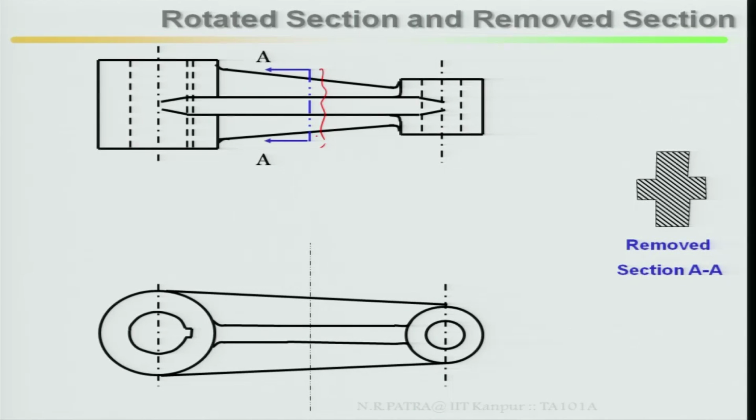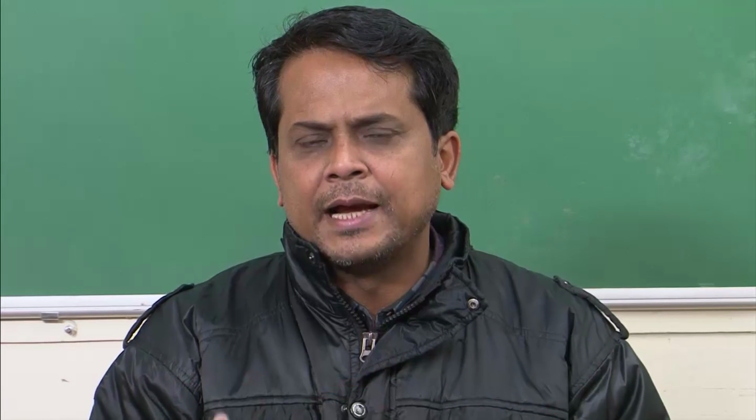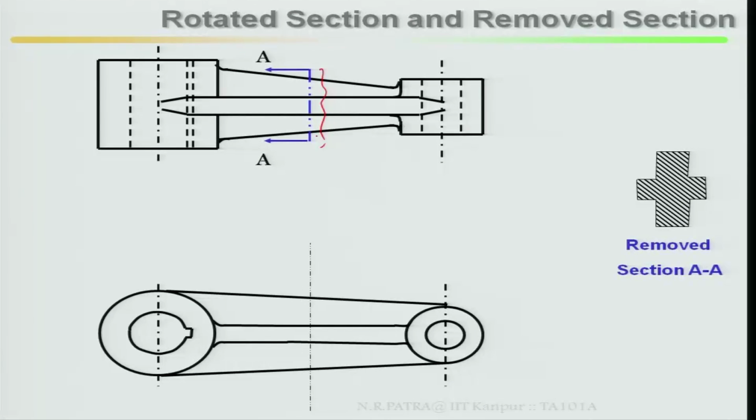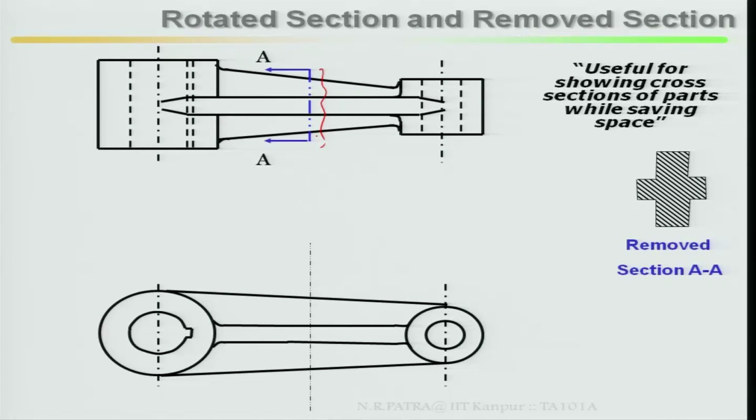This is required particularly in machines and mechanical engineering, one by one part, flange, web connected, and what is there inside. These are varying sections, varying I beams, varying I sections, varying T sections. This is almost aerospace, mechanical, and civil engineering also. These rotated sections and removed sections are very much useful for showing the cross section of parts while saving space.